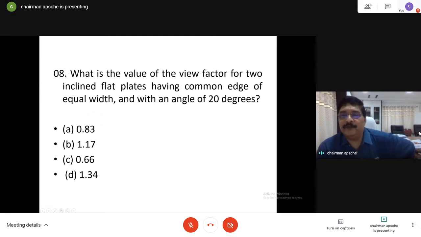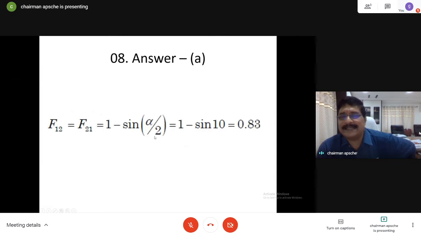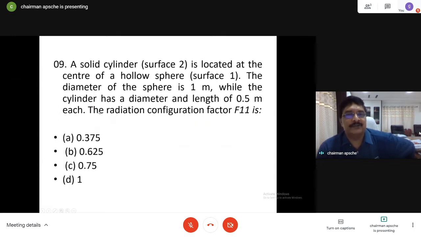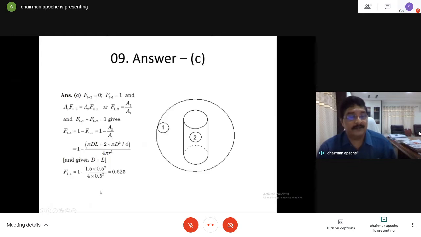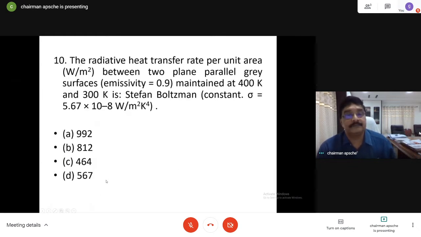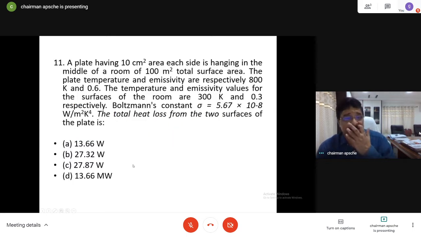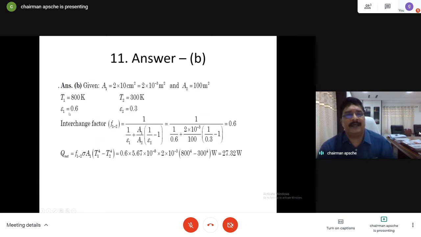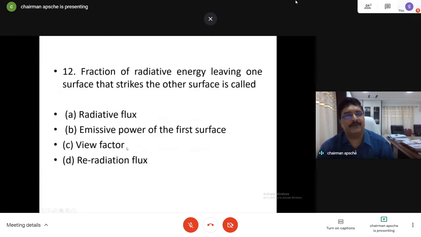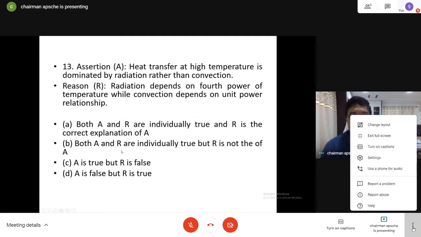What is the value of the view factor for two inclined parallel plates? This is an equation. You can just go through it. Many such problems you can calculate. So straight away there are problems on using this. I just asked you to remember two infinitely large parallel plates. I'll update all this. Maybe you can go through it, my dear friends.